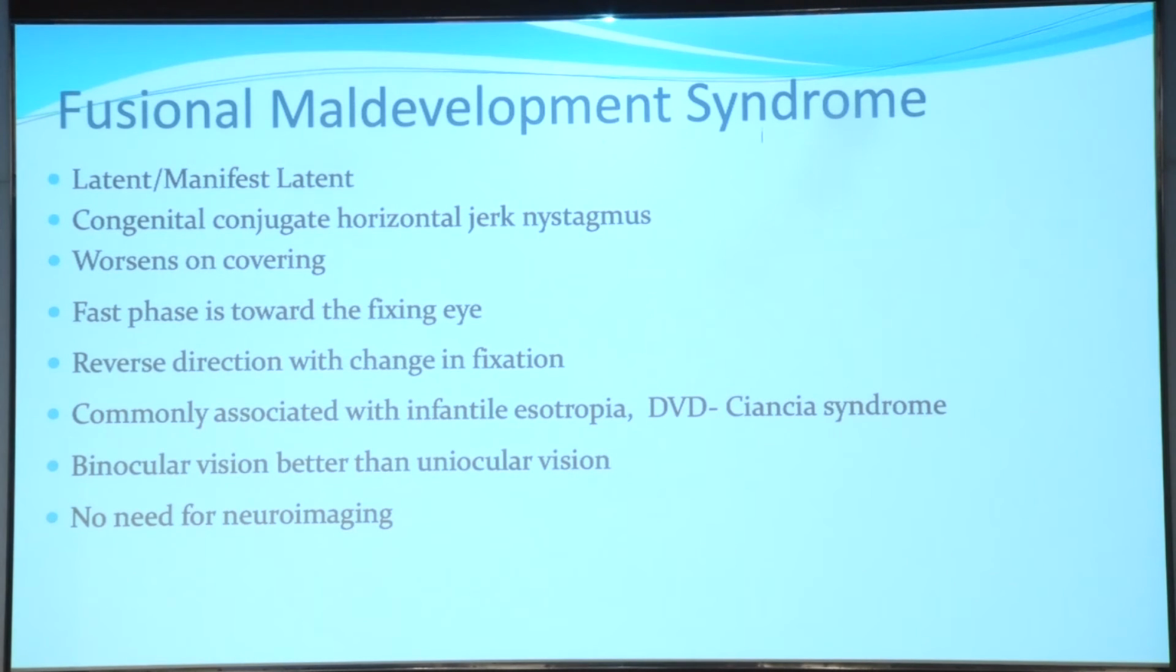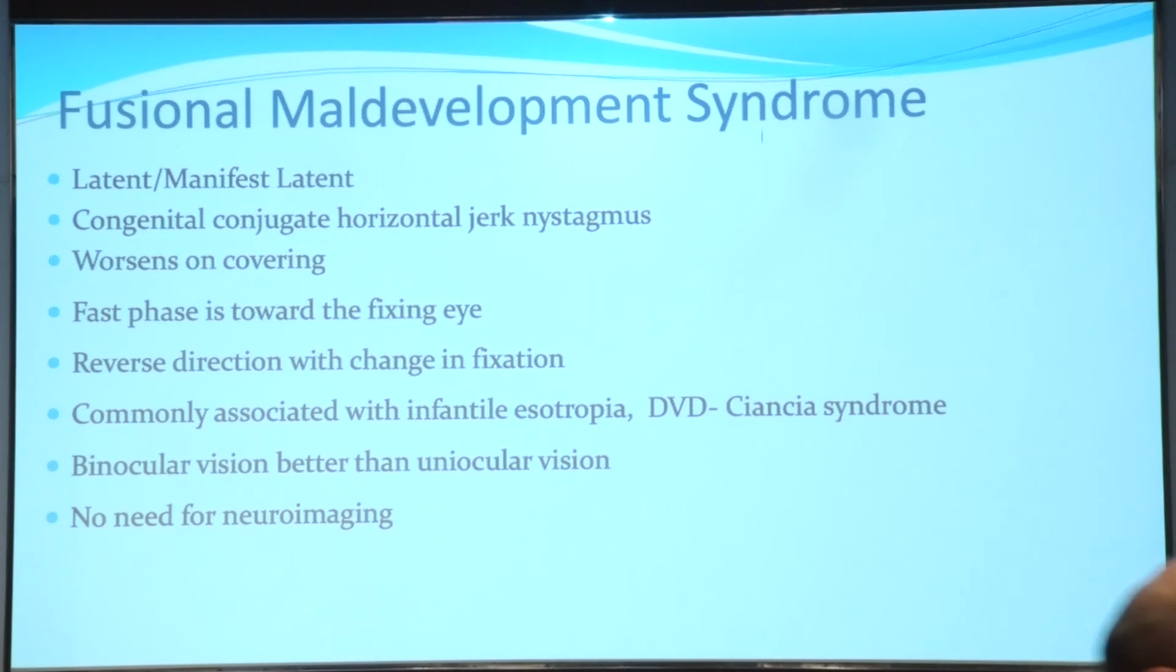The next kind of nystagmus is fusional maldevelopment syndrome, which has a manifest as well as a latent component. It is also conjugate and horizontal. The important characteristic is that it worsens on covering. So whenever one occludes one eye, the nystagmus worsens and also changes its direction. The direction of the fast phase is always towards the fixing eye, and once the occlusion is changed to the other eye, there is a change in direction of the fast phase of nystagmus.